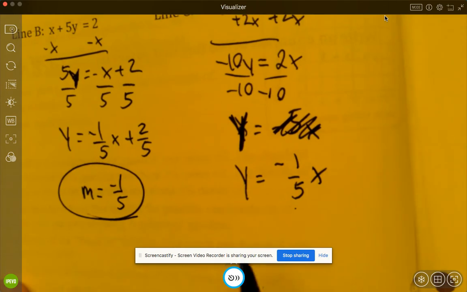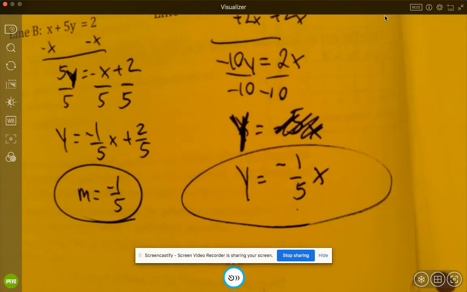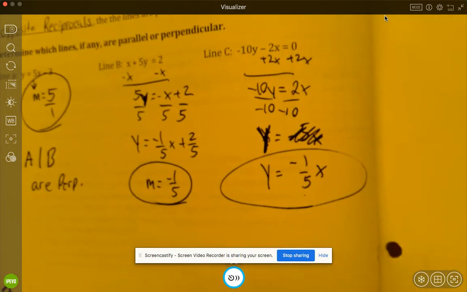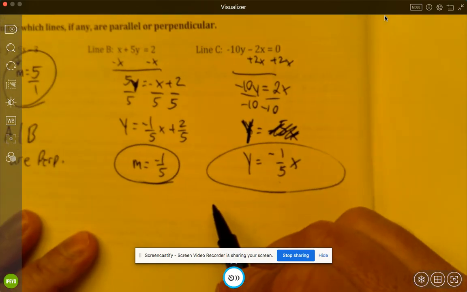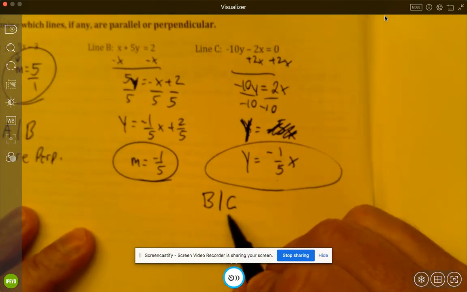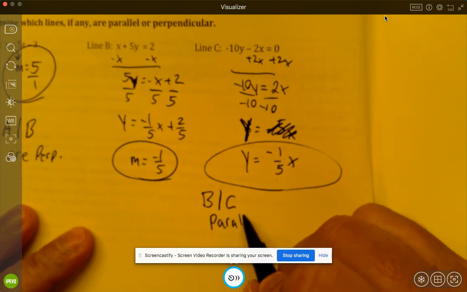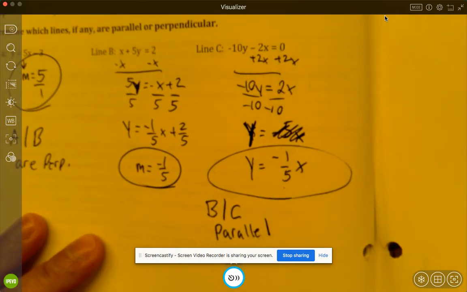So now it lines up nicely that that one must be parallel to B. So I would say here that B and C are parallel like that. Okay.